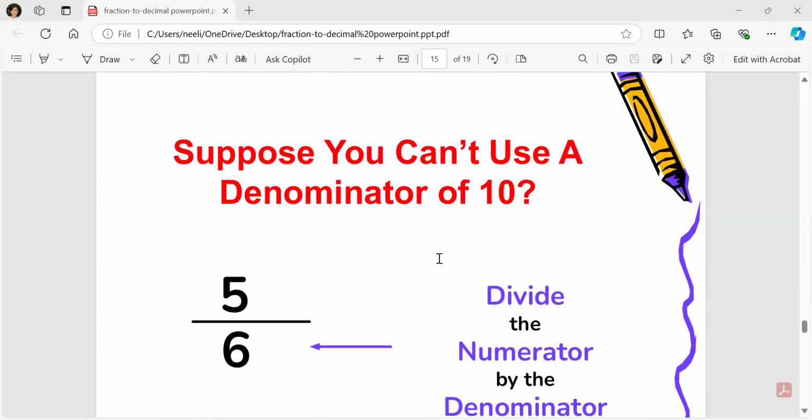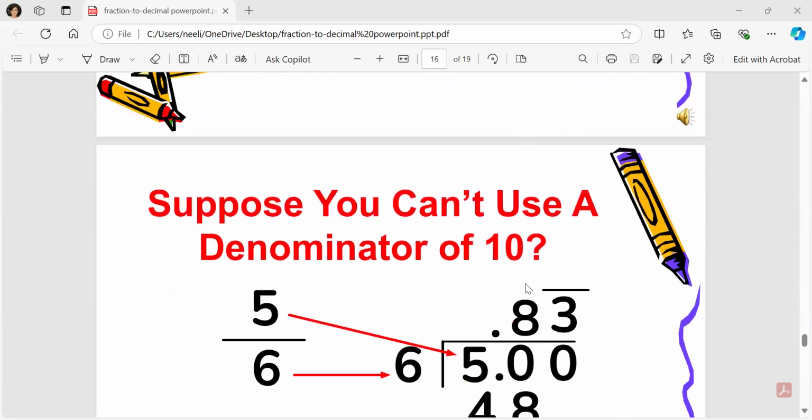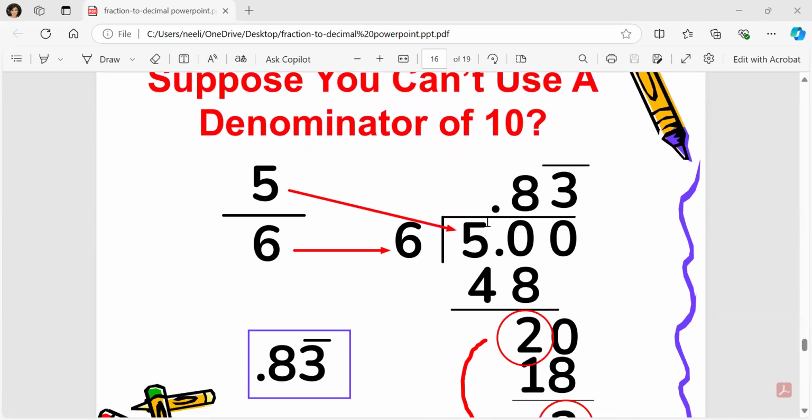Let's take one more example where the denominator is not in the form of 10, 100 or 1000. Here 5 upon 6. We have to convert this fraction into decimal. So here we have to show the division. Divide the numerator by the denominator. We'll write 5 as the dividend and 6 as the divisor. Since 6 is at the denominator place, it will become the divisor, and 5 is at the dividend place.